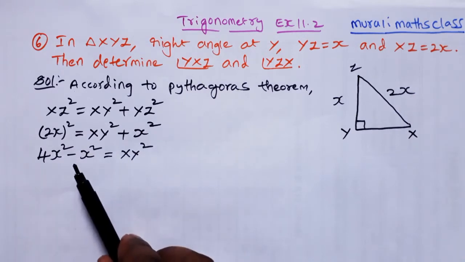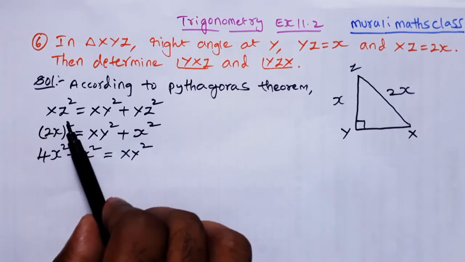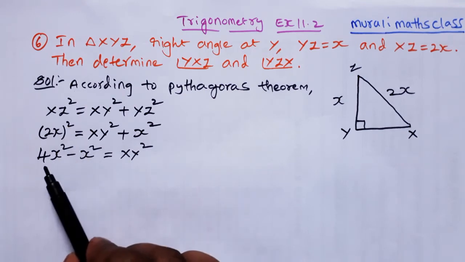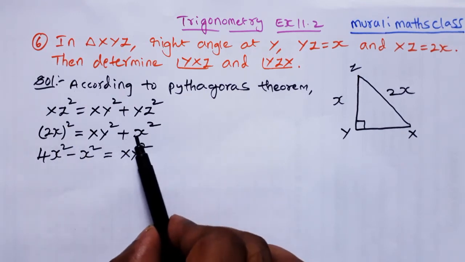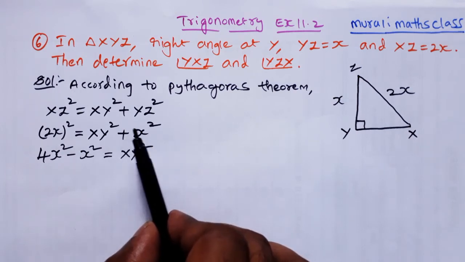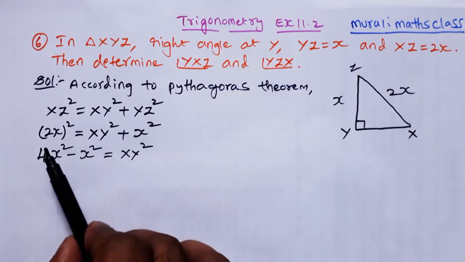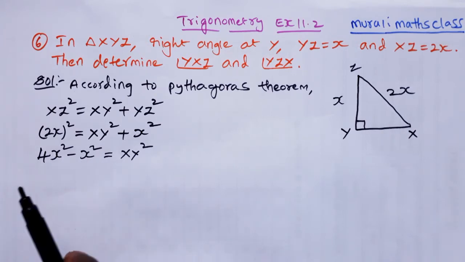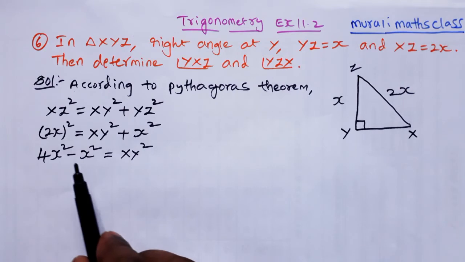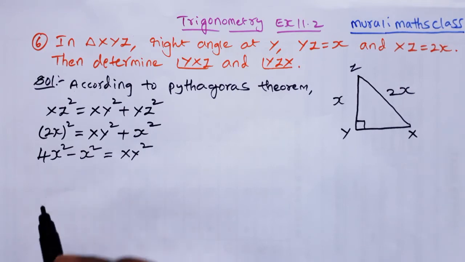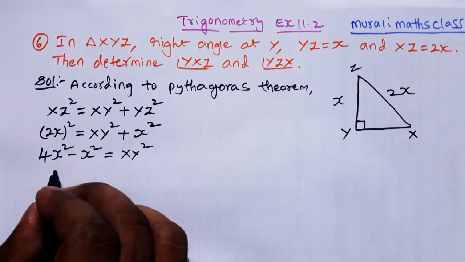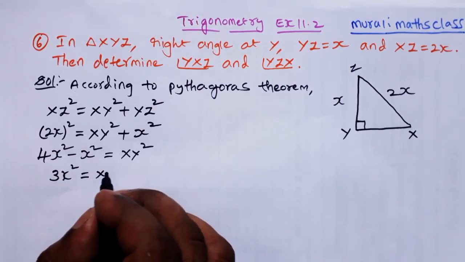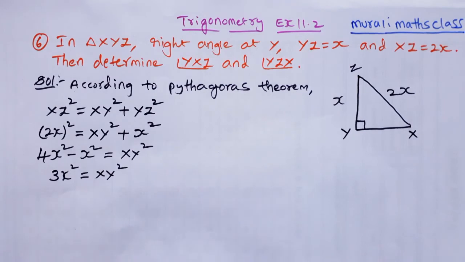So in this step, what I did is, 2 square I wrote 4, X square as it is X square, and on the right hand side we have plus X square. That plus X square I took on the left hand side, and it becomes minus X square. Now simplify this. 4X square minus X square, what is the answer? 3X square equals XY square.